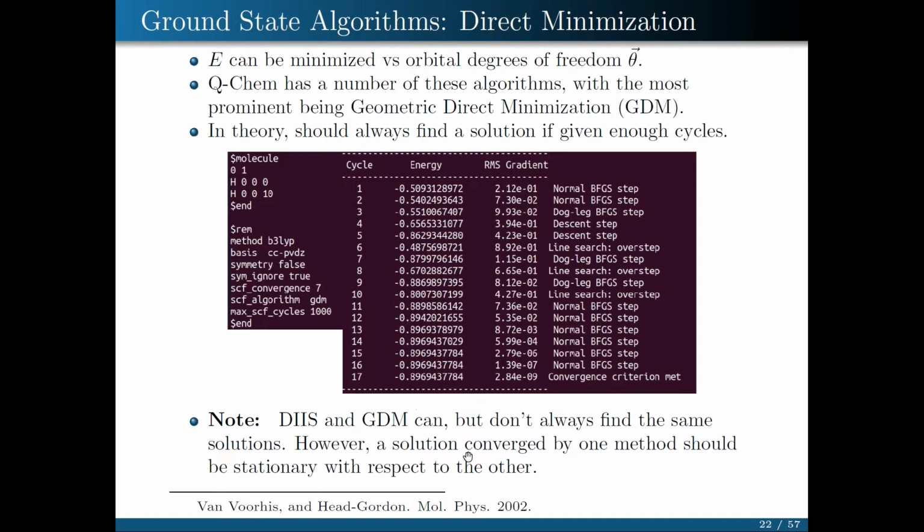I would make one quick note that DIIS and GDM can, but don't always, find the same solution in the case where both converge. However, a solution converged by one method should be stationary with respect to the other. It's just that both of these methods are searching for solutions within the total space of possibilities in different ways, and could, in principle, land on different solutions.